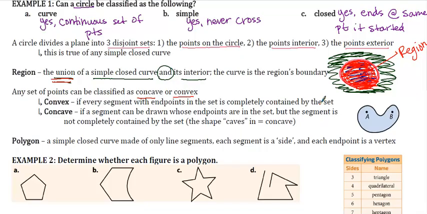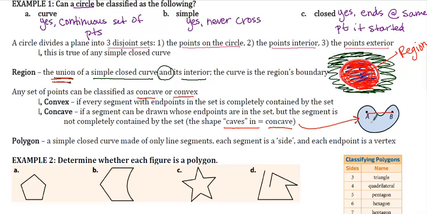Okay, that's a little hard to wrap your head around, I know. So sometimes I just look at the definition of concave. It says if a segment can be drawn whose endpoints are in the set, but the segment is not completely contained by the set, or in other words, we say the shape caves in, then it's concave. Okay, so this one is concave. And what it's talking about is drawing those endpoints. So like if I drew a segment from A to B, that line is not completely in the shape. So it's concave. It's just if it caves in somewhere.